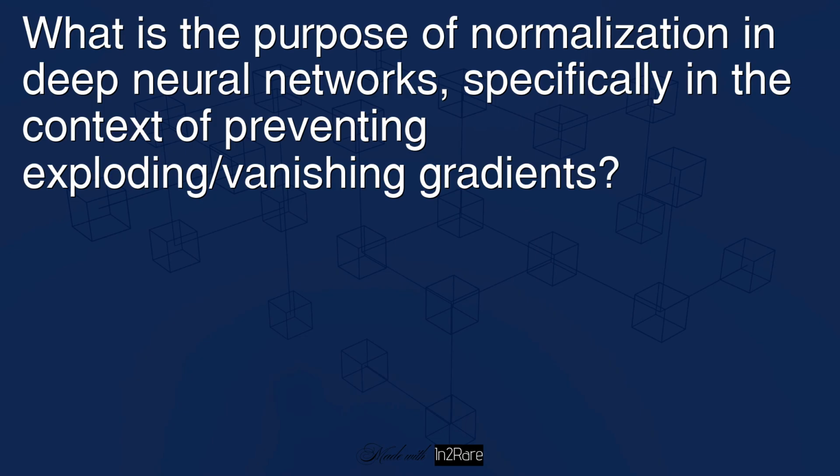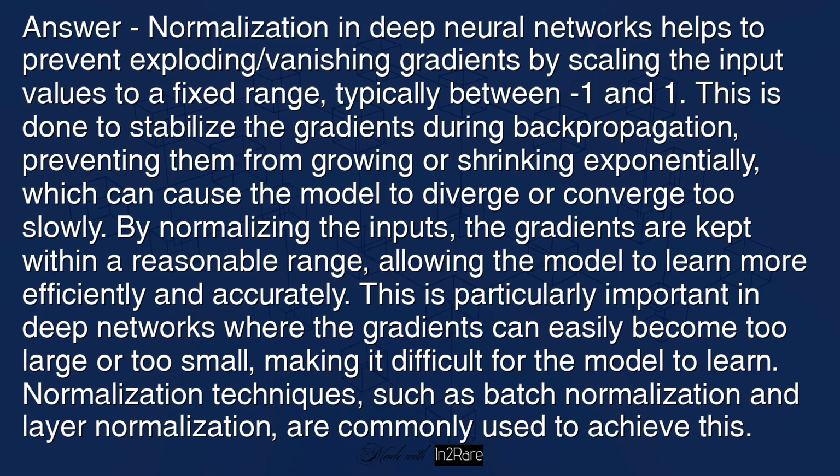What is the purpose of normalization in deep neural networks, specifically in the context of preventing exploding/vanishing gradients? Answer: normalization in deep neural networks helps to prevent exploding/vanishing gradients by scaling the input values to a fixed range, typically between -1 and 1. This is done to stabilize the gradients during backpropagation, preventing them from growing or shrinking exponentially, which can cause the model to diverge or converge too slowly.